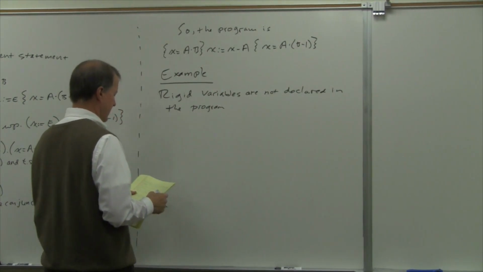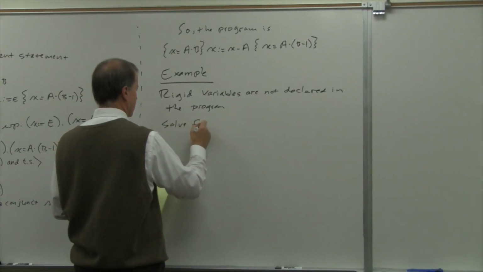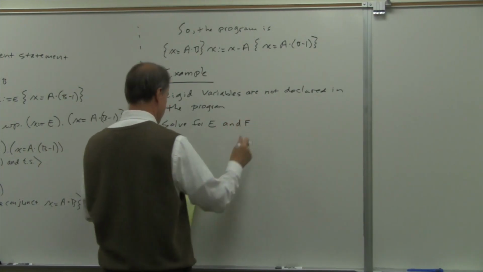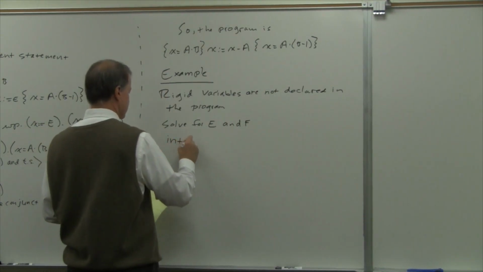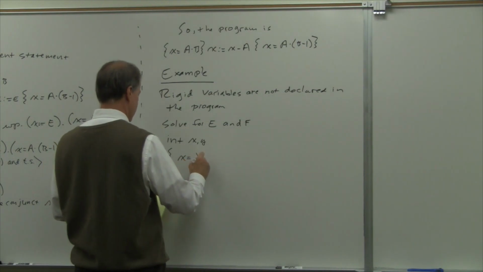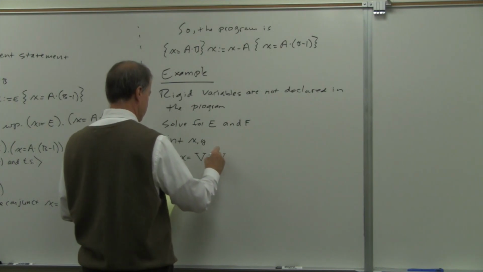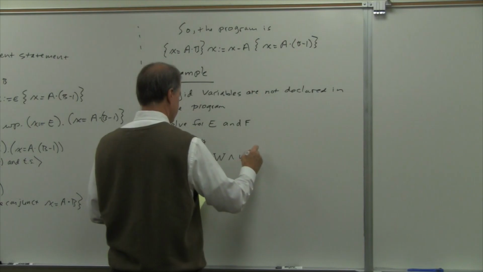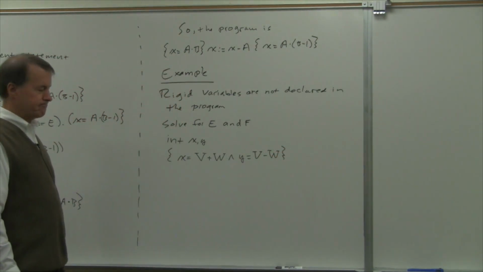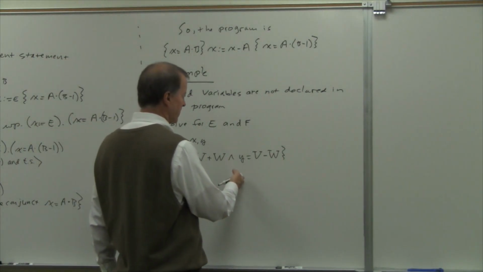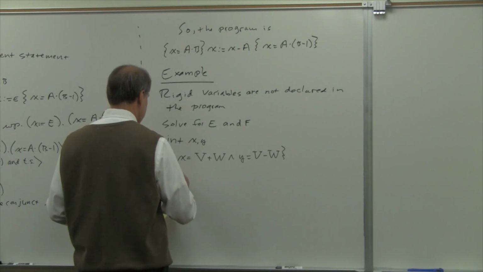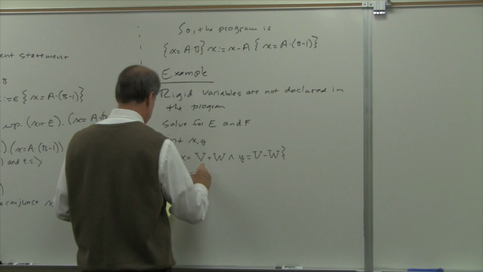Okay, so let's solve for E again. Let's do solve for E and F. We're going to get a little fancy here. Suppose we have this program, int X, Y. And for our precondition, we're going to have X equals V plus W, and Y equals V minus W. So we have one variable equal to the sum of two quantities, and another variable equal to the difference of these two quantities. And for the statement, we're going to do X comma Y gets E comma F.